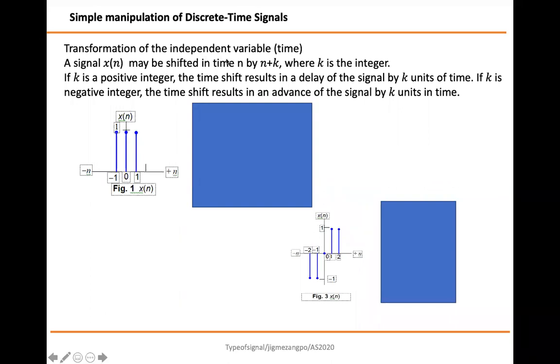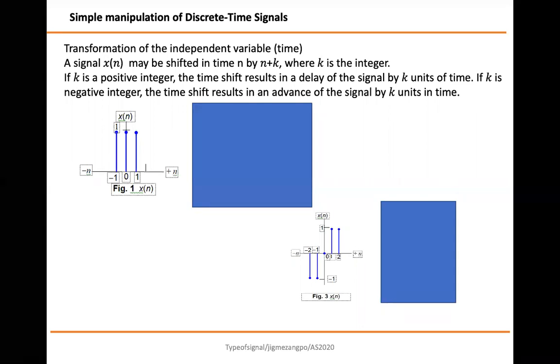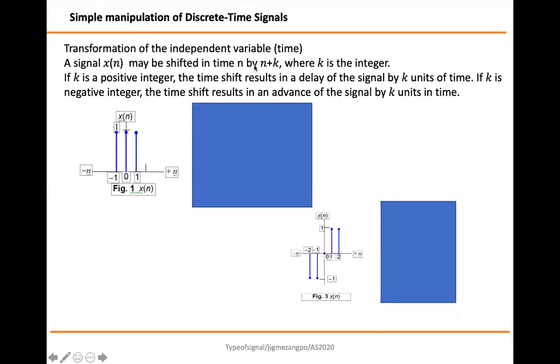Signal manipulation is transformation of the independent variable. When it says transformation of the independent variable, it means the amplitude remains the same and the change is in the independent variable, the time. A signal x of n may be shifted in time, n by n plus k, where k is an integer. Shifting of the signal will depend on the value of k. If k is a positive integer, the time shift results in a delay of the signal by k units of time. If k is a negative integer, the time shift results in an advance of the signal by k units in time.